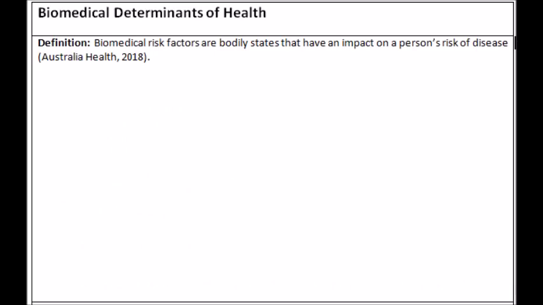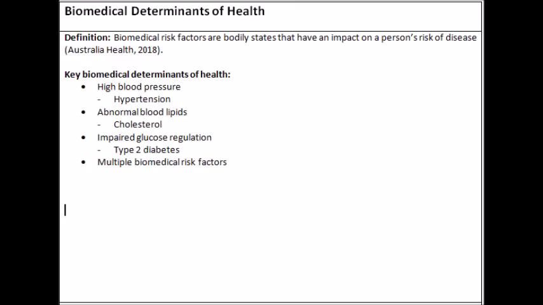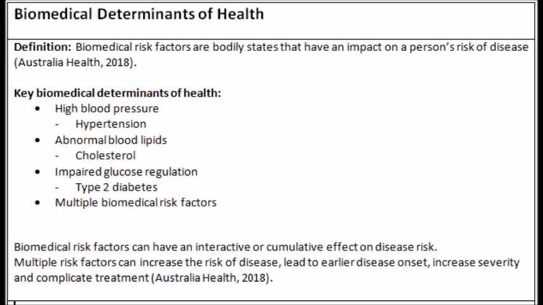Moving on to biomedical determinants of health. Biomedical risk factors are bodily states that have an impact on a person's risk of disease. The key biomedical determinants of health include high blood pressure, hypertension, abnormal blood lipids like high cholesterol, impaired glucose regulation like type 2 diabetes, and an individual having multiple biomedical risk factors. Biomedical risk factors can have an interactive or cumulative effect on disease risk. Multiple risk factors can increase the risk of disease, lead to earlier disease onset, increase severity, and complicate treatment.